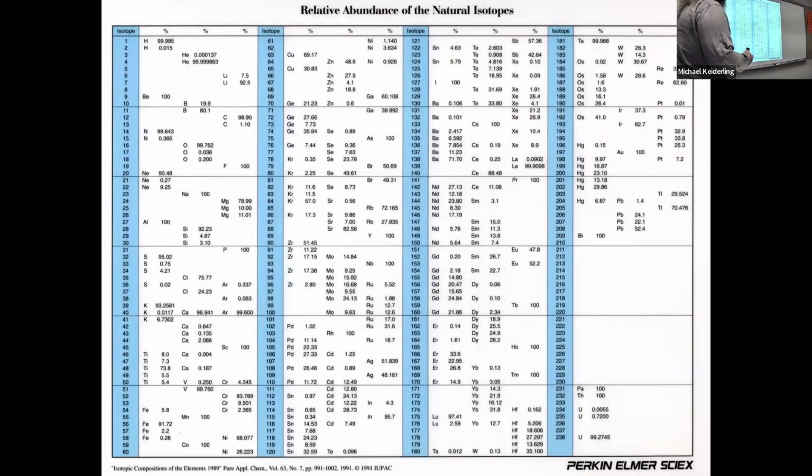So this is the table of the relative abundance of natural isotopes. Some useful, relevant things: chlorine is 75-25 between 35 and 37. And then another one that's relevant.